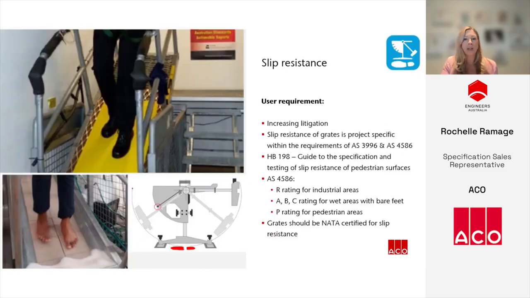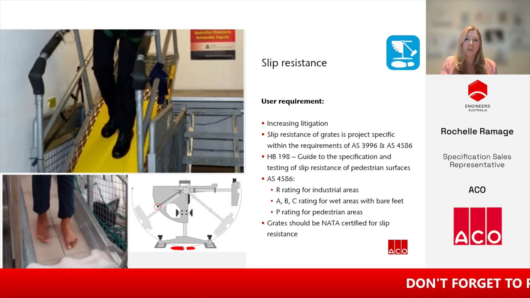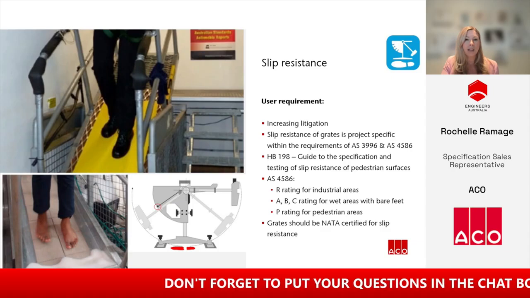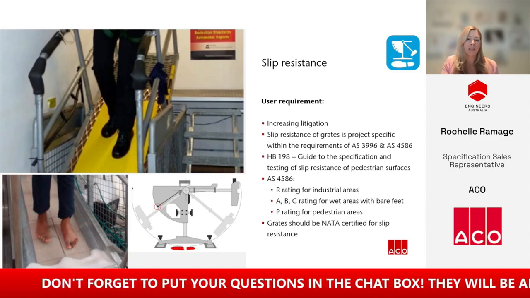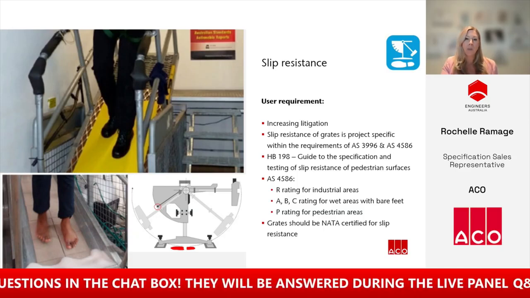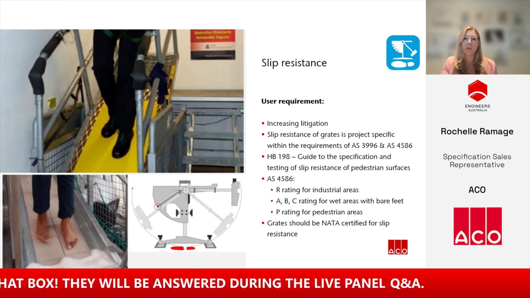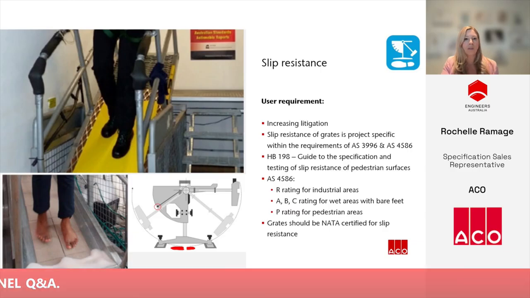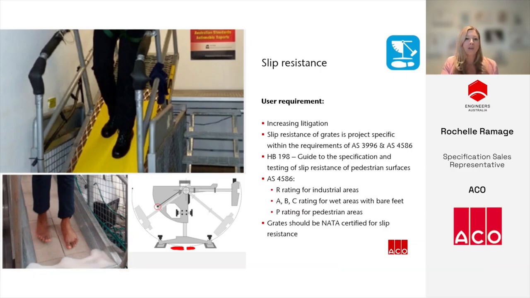Slip resistance is becoming a major focus for asset owners, and for very good reason. If a grate is too smooth compared to the surrounding pavement, people are going to slip. And if it's too rough, they're going to trip. So the grate needs to match the slip characteristics of the pavement around it. AS 4586 sets out the slip resistant classifications, and HB 198 helps you choose the right rating for the environment. For example, oily wet areas use the R rating, wet barefoot areas use A to C, and most external pavements rely on the P rating. Manufacturers should always provide NATA-endorsed test certificates so you know exactly what you're specifying.